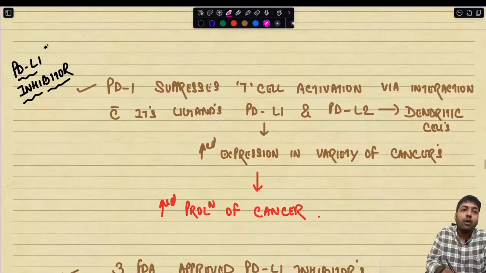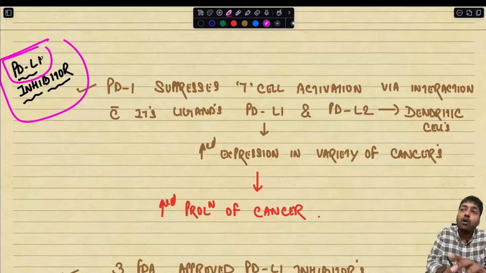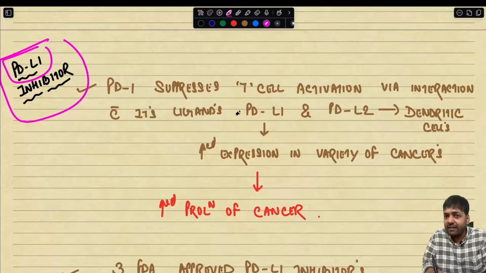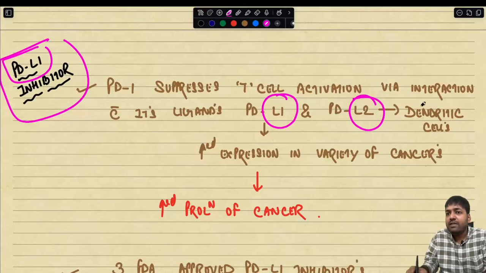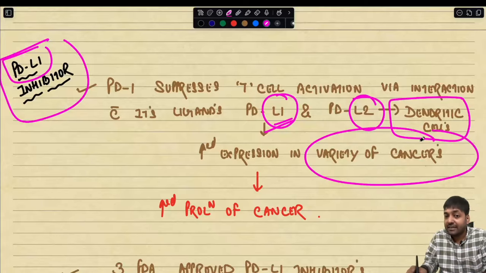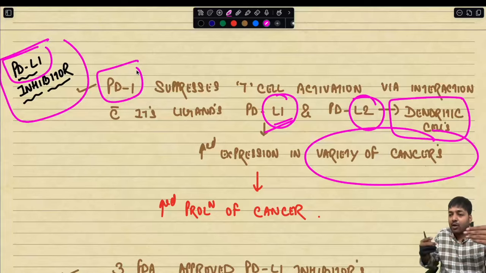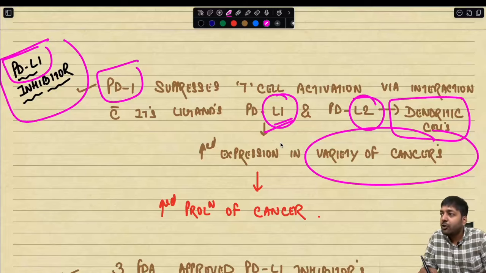The next group of drugs includes PD-L1 inhibitors. Now remember, PD-L1 was what? It was a ligand on the surface of the cancer cell. PD-1 suppresses T cell activation via interaction with its ligands, that is PD-L1 and PD-L2. Now PD-L2 is expressed on the dendritic cells, whereas PD-L1 shows increased expression in a variety of cancers. So if there is increased expression of PD-L1 in the neoplastic cell, it will engage the PD-1 receptor on the surface of the T cells, and because of that engagement, there will be decreased T cell activation, leading to increased proliferation of the neoplastic cancer cells.